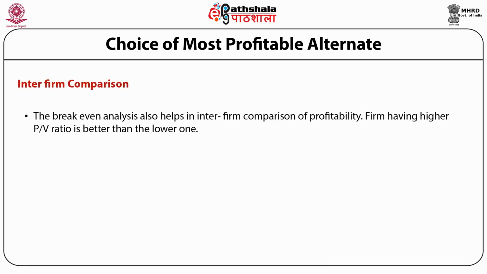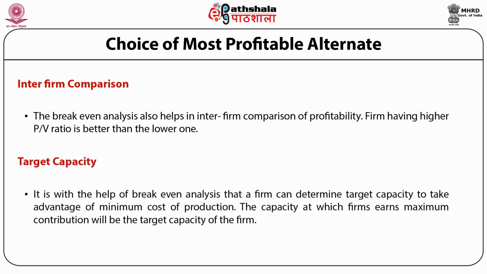The break-even analysis also helps in inter-firm comparison of profitability. The firm with a higher PV ratio is considered better than the firms with low contributions. Break-even analysis can also help in knowing the target capacity of the firm. It is with the help of break-even analysis that a firm can determine target capacity to take advantage of minimum cost of production. The capacity at which the firm earns maximum contribution will be the target capacity of the firm.